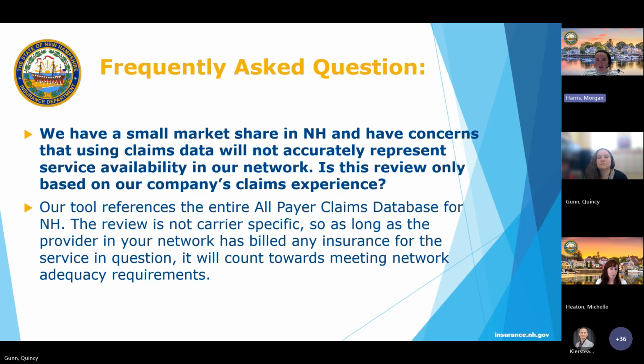It doesn't matter if they are being submitted into the claims database exactly by you. I'm sure another insurer has them and they're submitting claims for them, and if they're in their network, it should grab all of those as well. So don't be alarmed, for my smaller folks that have some of the smaller markets, it's taking everyone into consideration pretty equally. Next slide, please, Quincy.